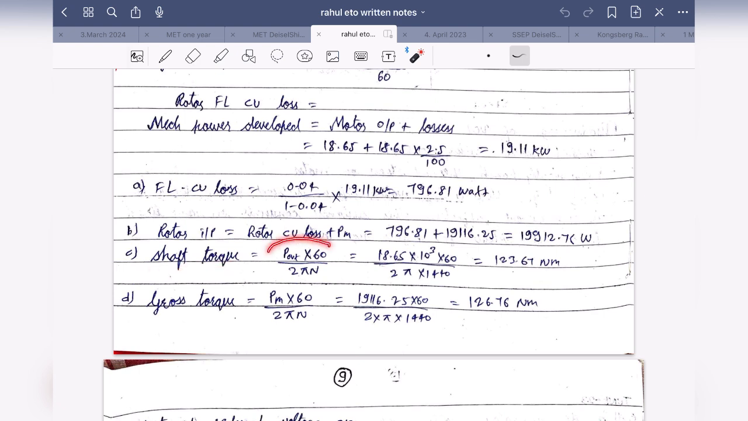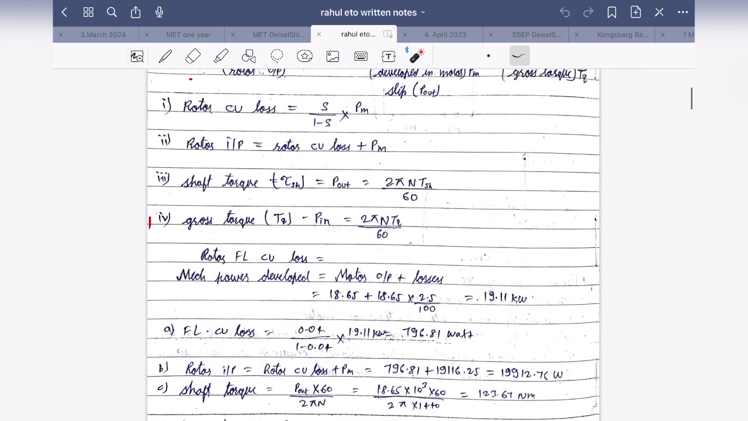The third one is shaft torque. The shaft torque formula is P out into 60 by 2 pi N. P out is 18.65, the total output power. Putting it in the formula, we are getting 123.67 Newton meter. Now the gross torque formula is Pm into 60 by 2 pi N. Pm is 19.11 kilowatt into 60 by 2 pi N. We are getting 126.76 Newton meter.